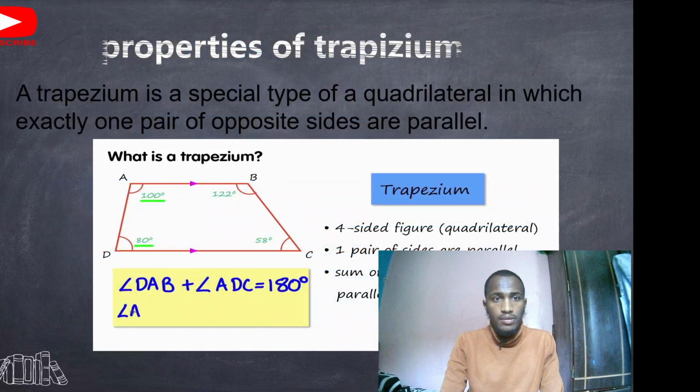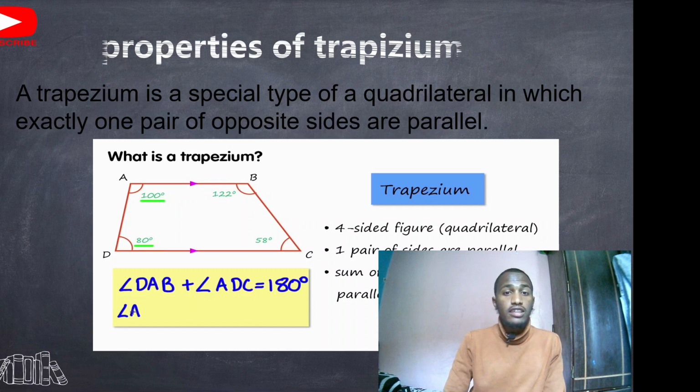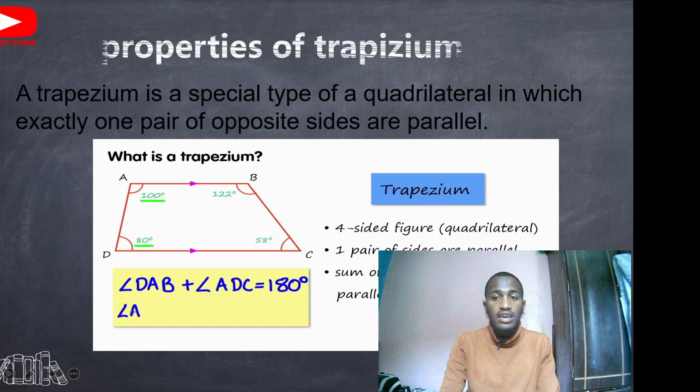We have many types of quadrilaterals. The first one is the trapezium. A trapezium is a special type of quadrilateral in which at least one pair of opposite sides is parallel. It is a four-sided figure with one pair of parallel sides. The sum of the angle pair between parallel lines is 180. It means the sum of the adjacent angles gives you 180.